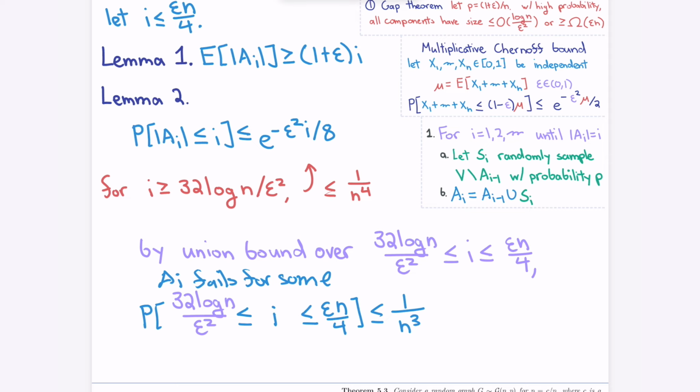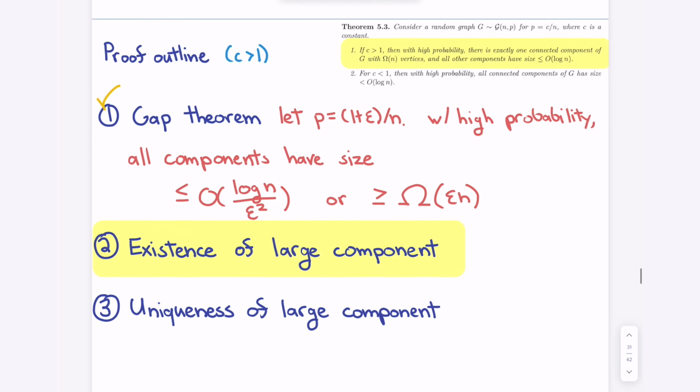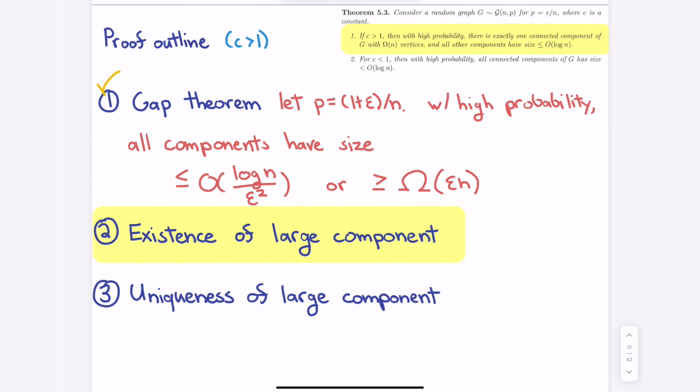Okay, any questions? I feel like I killed everyone's spirit with some calculations. Okay, so good. So that's how we show there's no medium-sized components.